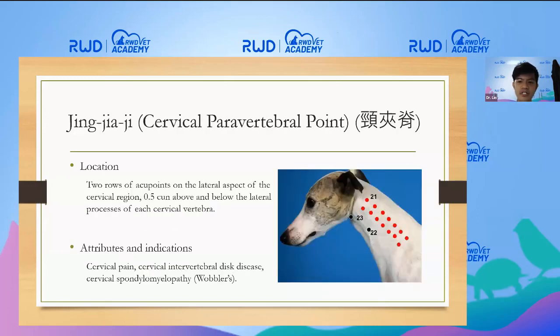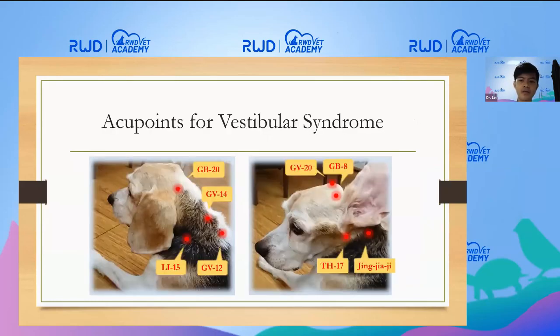The next one is Jinjiaji, the cervical paravertebral point. Two rows of acupoints on the lateral aspects of the cervical region, 0.5 cun above and below the lateral processes of each cervical vertebra. Attributes and indications are cervical pain, cervical intervertebral disc disease, cervical spondylomyelopathy. So please remember these acupoints. They are useful for vestibular syndrome.